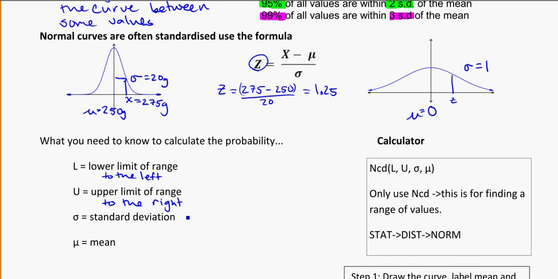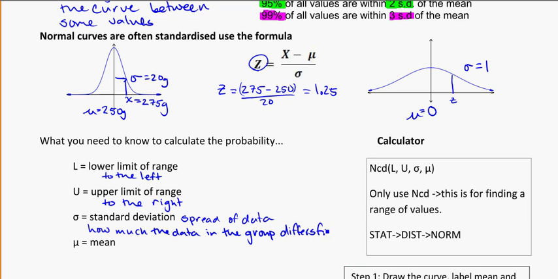And my standard deviation, this is basically your spread of the data. It tells you how much variation you've got within there. Another way to think about it is how much the data in the group differs from the mean. So how much variation is there from the average value, from that middle mean value? And the mean is usually what we think about as our average, one of many types of averages.